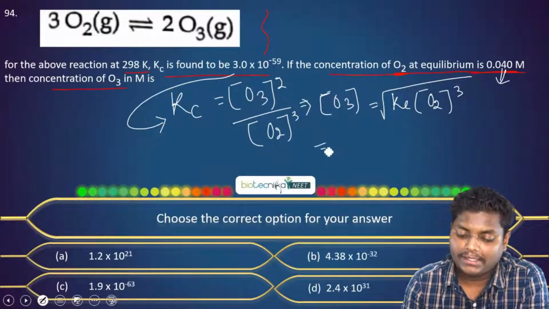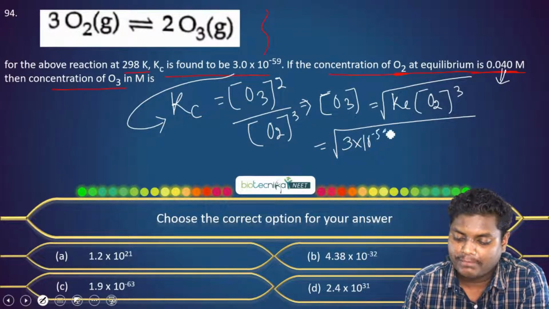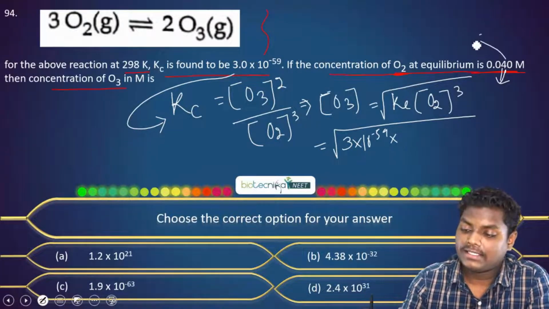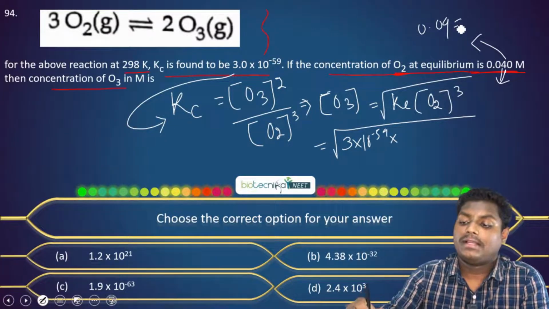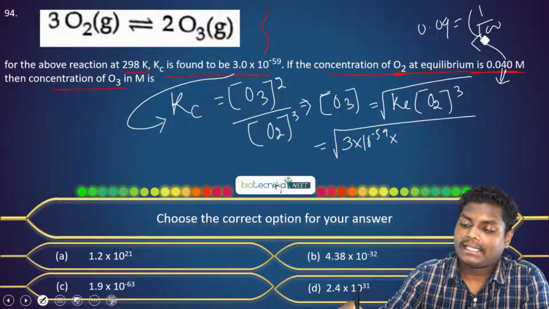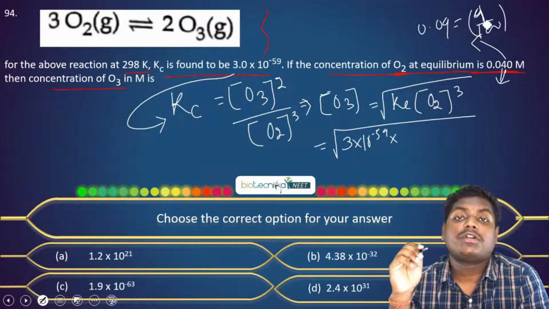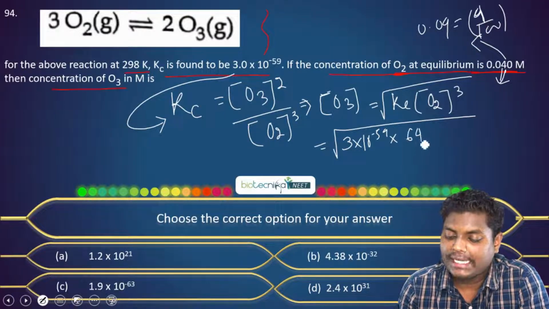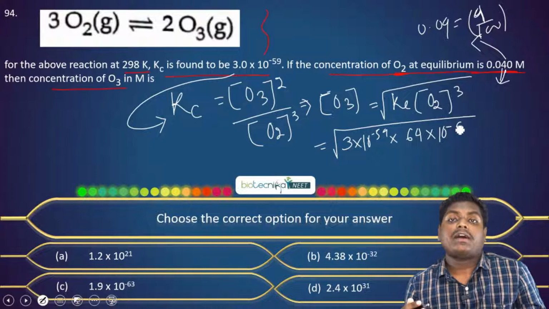So just solving it, what is Kc? 3 into 10 to the power minus 59, into what is the concentration of O2 that they have given us? It is this 0.04. So I can just write 0.04 as 4 upon 100. So if we cube it, it will be coming 64 into 10 to the power minus 6.